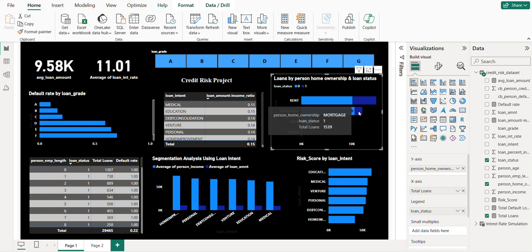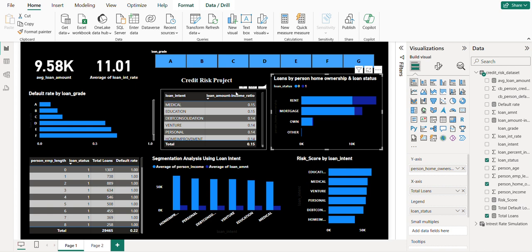This helps us to understand that borrowers who rent their homes have a higher default rate, suggesting that they may have less financial stability, and the borrowers who have mortgages have a lower default rate, indicating financial responsibility, and we can say stability also.